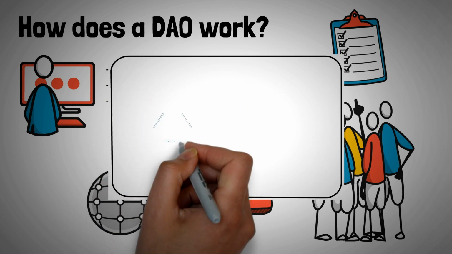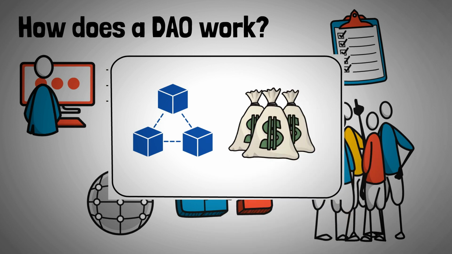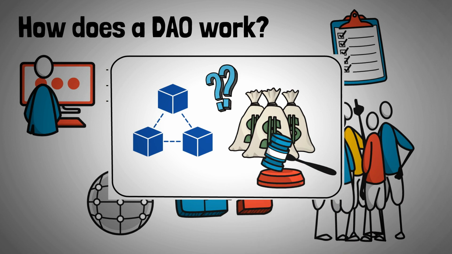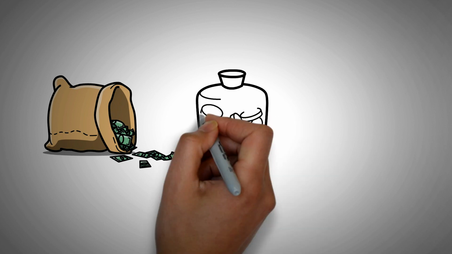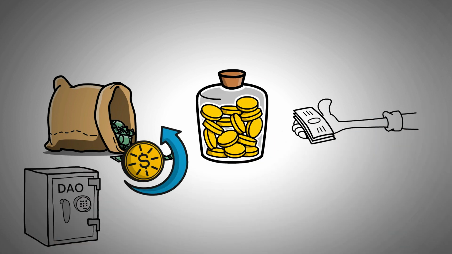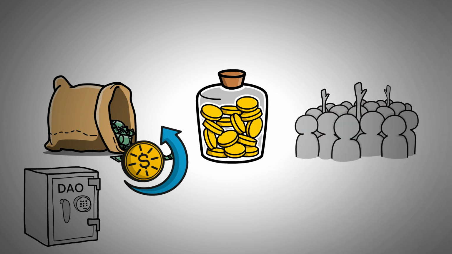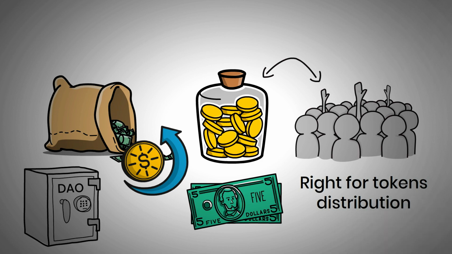Once these rules are written onto the blockchain, the next step is around funding. The DAO needs to figure out how to receive funding and how to bestow governance. Usually, funding of a DAO is achieved through token issuance, by which the protocol sells tokens to raise funds and fill the DAO treasury. In return for their funds, token holders receive certain voting rights, usually proportional to their holding. In some cases, tokens represent certain economic rights, such as the right for tokens distribution.